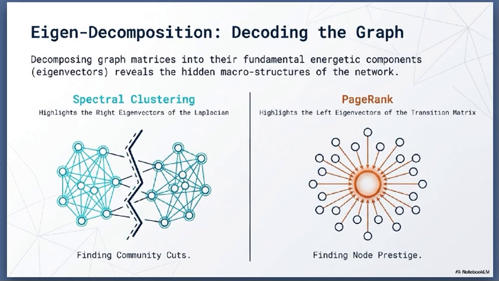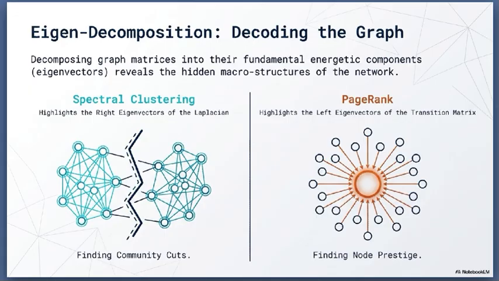PageRank, on the other hand, which famously revolutionized search engines, uses a different approach. The sources note it uses the left eigenvectors of what we call a transition matrix. Wait, why the left? What is the difference in what it is searching for? Well, if the right eigenvectors are finding the fault lines to cut the network apart, the left eigenvectors are tracking the flow of traffic over time to find node prestige.